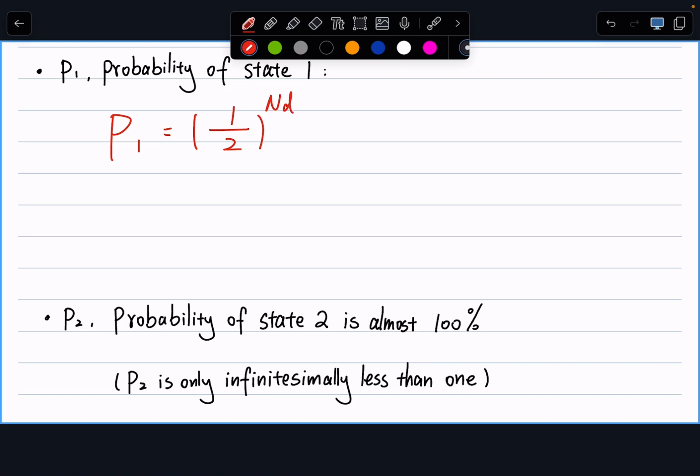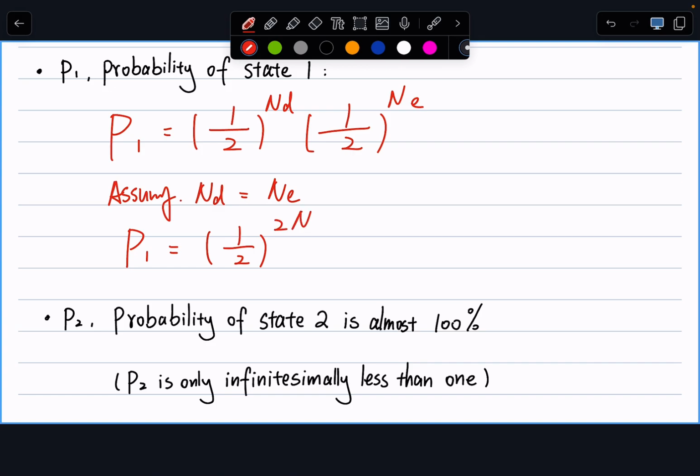So that's 1/2 to the power of ND, that's all my molecule D on the left-hand side, and 1/2 to the power of the number of my molecule E. All right, and let's make our life easier by assuming my ND equals NE. We can further simplify this P1 to be 1/2 to the power of 2ND. And in here as well, we can also simplify it. We'll do it later.